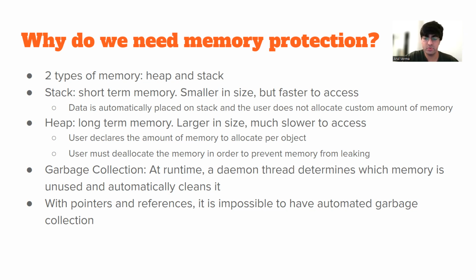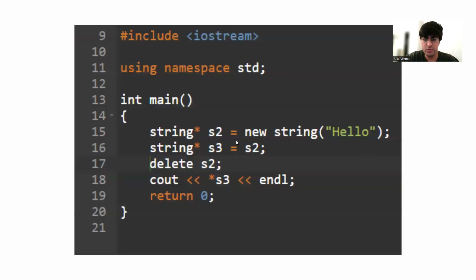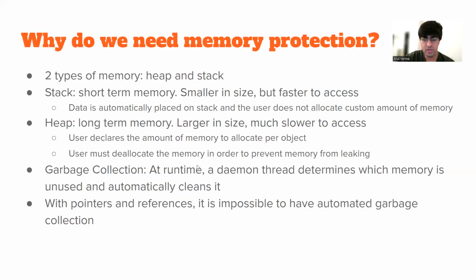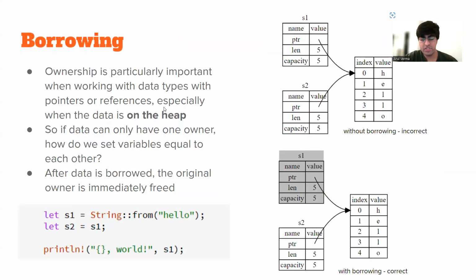With pointers and references, we've just seen why that's not possible. If we try and garbage collect s2, because s2 is never used again after this delete, we'd get a null. So we cannot actually have automated garbage collection. And ownership is the solution. The particular reason for this is something called borrowing. And I talked about it earlier. I wasn't super clear about it.